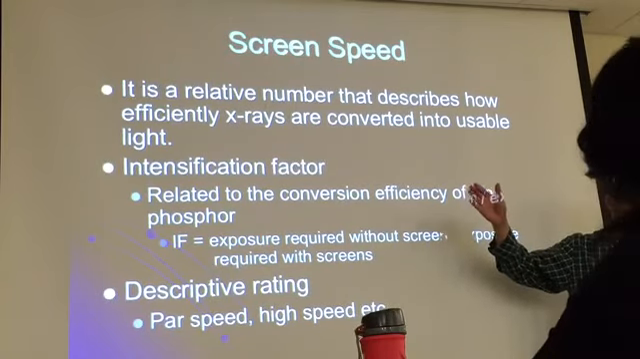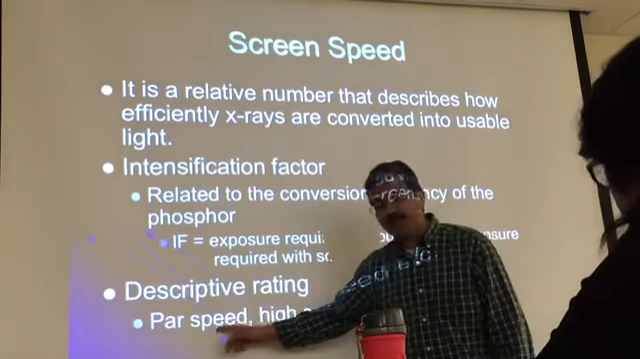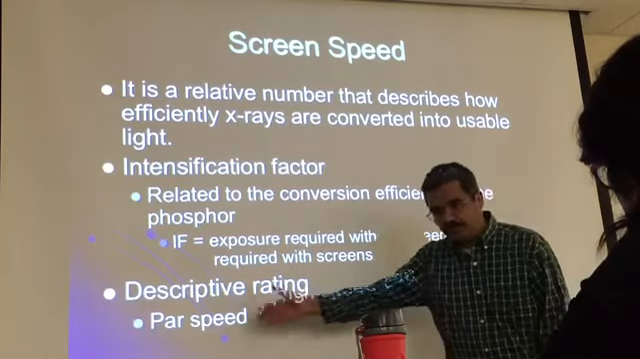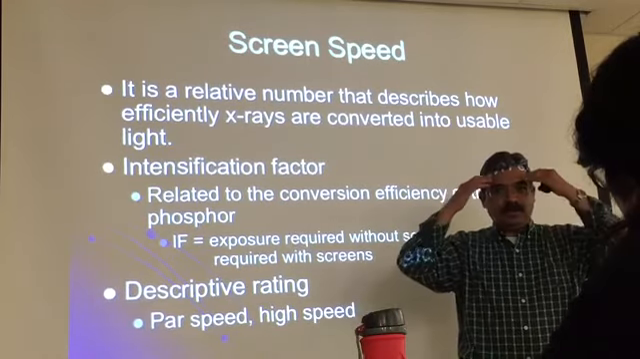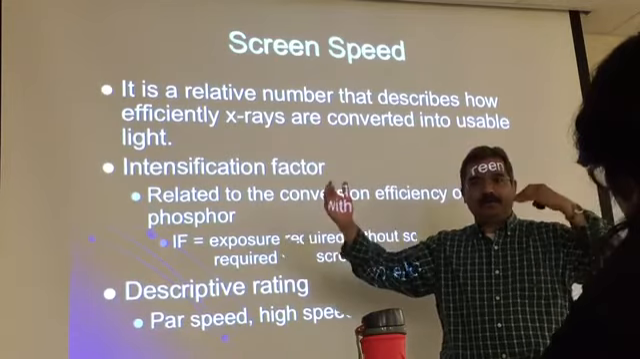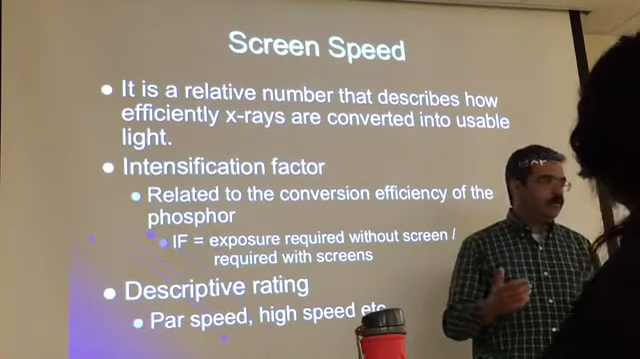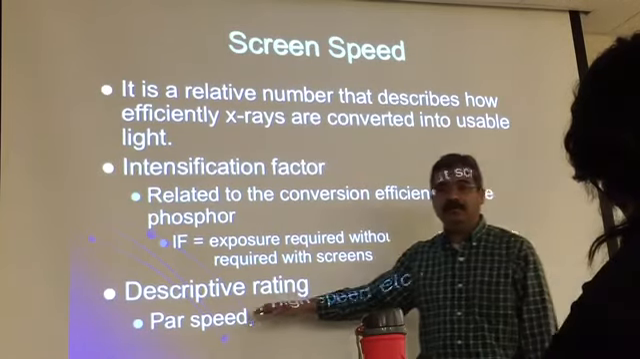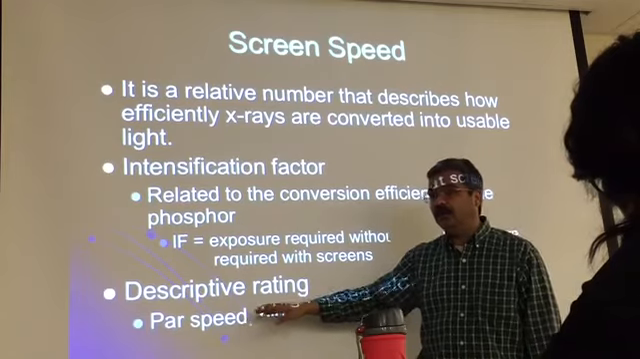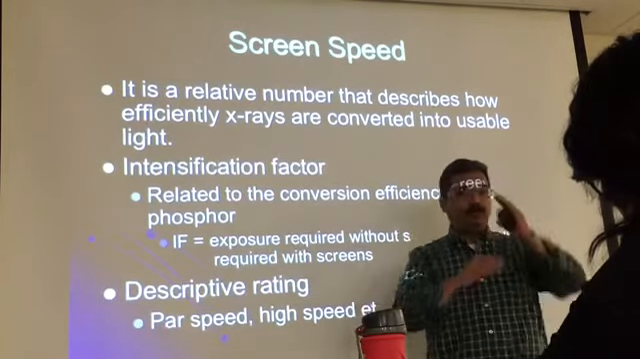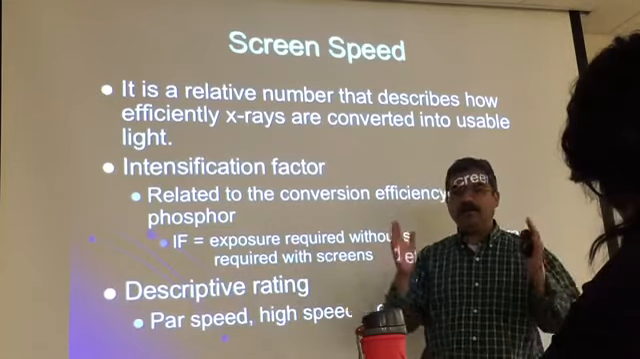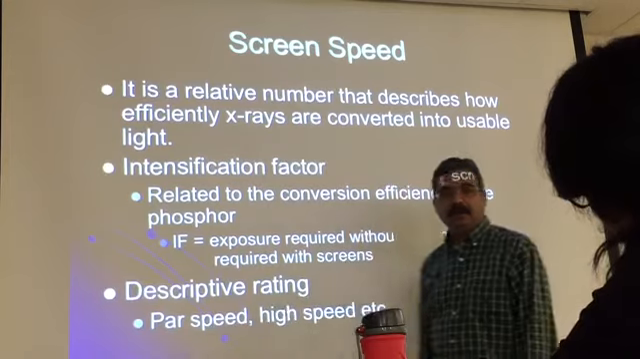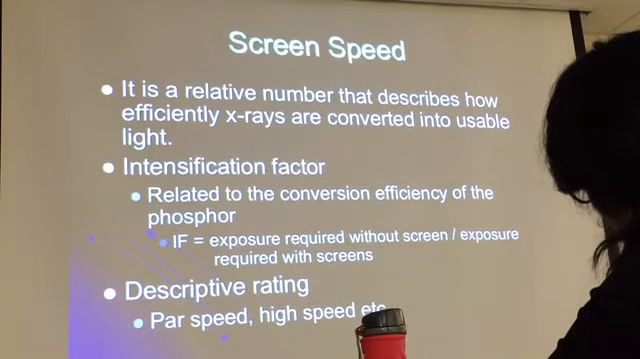Are you following me? But according to this definition, what did I say par speed was? 100. Anything above 100 is considered to be high speed. So it's all related to what the technologist is comparing it to. There are a few old timers who still use direct exposure films. Very few of them are left, but they know what we're talking about. We're comparing it to the very, very slow calcium tungstate screens with 100 speed. But anything above 100 is really high speed.